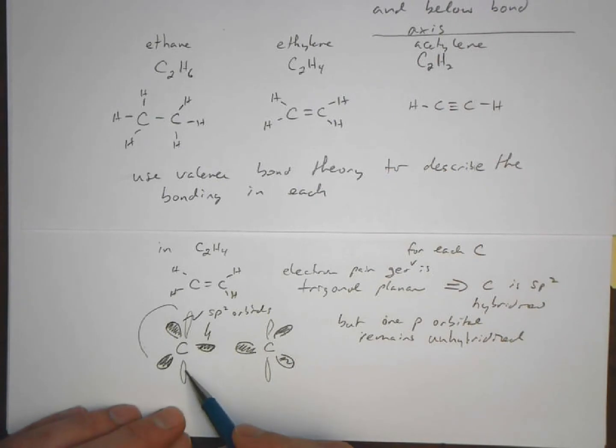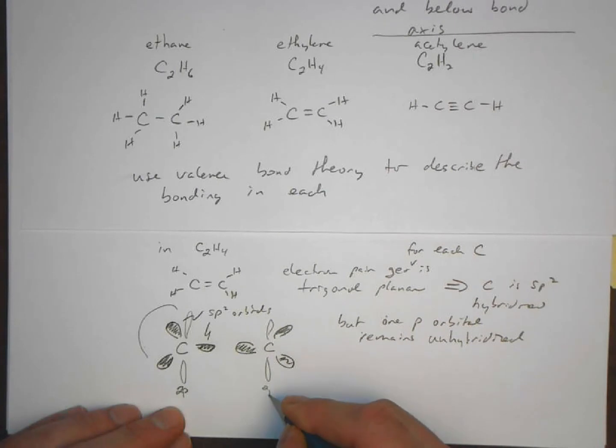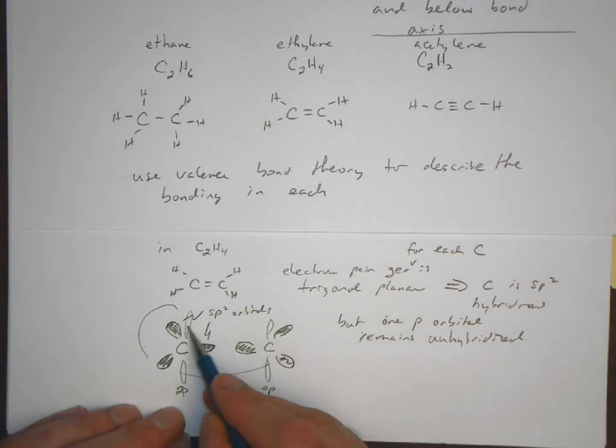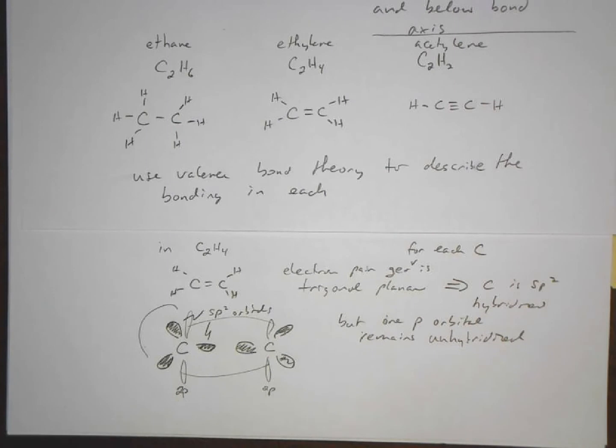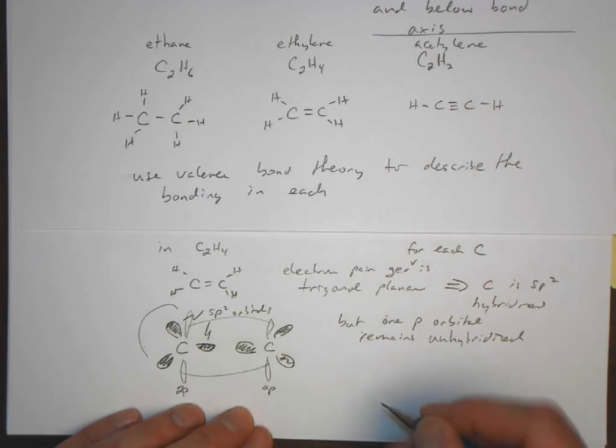What's going to happen with that p orbital, the one that's left? This is a 2p orbital. Here's a 2p orbital. These guys are going to overlap to form that second bond.